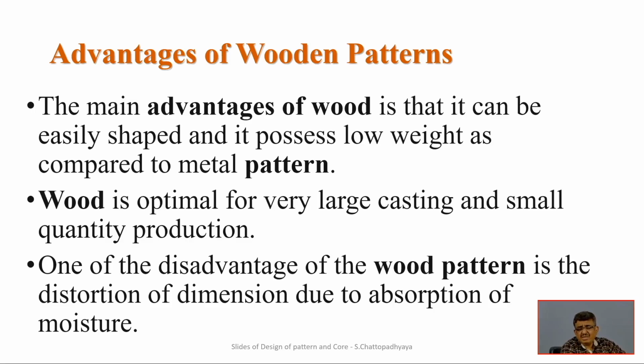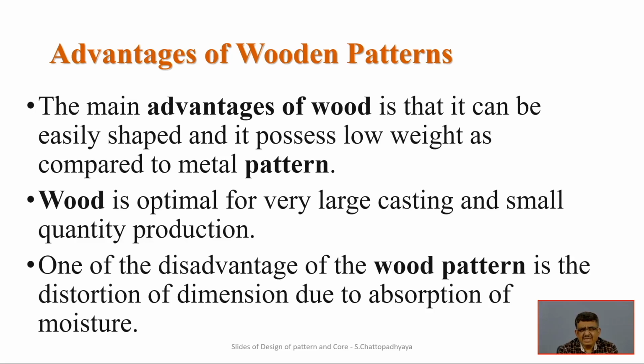The main advantages of wood as a pattern are its machinability, easy to give shape, and very low weight as compared to the metal pattern. So that way it is easy to handle and easily shaped. Wood is optimal for very large casting and small quantity production. Even the bigger structures can be formed by the wood, and the advantage is that a bigger structured pattern will be easy to handle in comparison to its metallic counterpart.